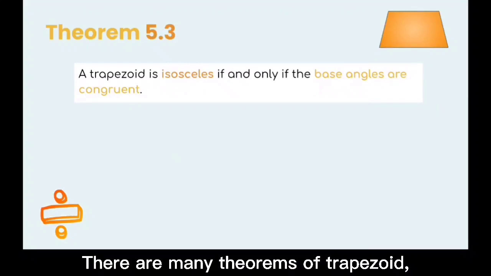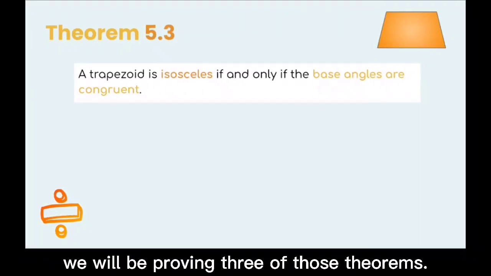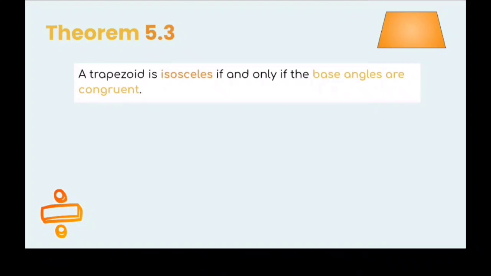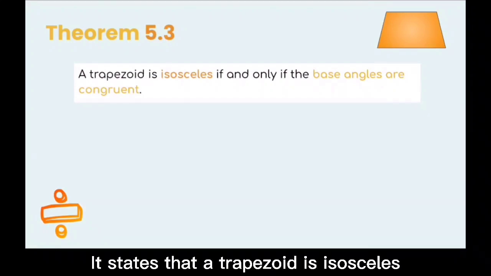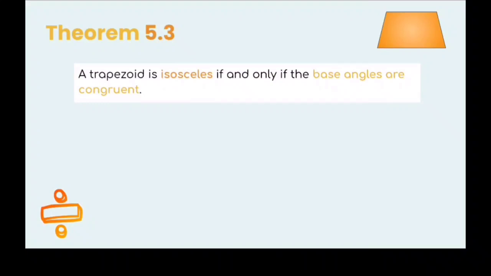There are many theorems of trapezoids, but for this video, we will be proving 3 of those theorems. Let's start with our first theorem, Theorem 5.3. It states that a trapezoid is isosceles if and only if the base angles are congruent.